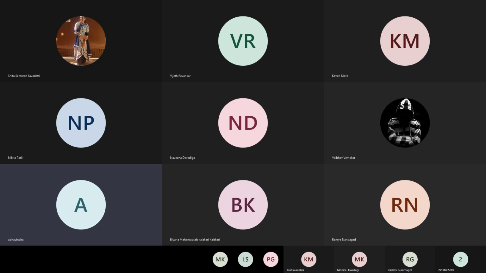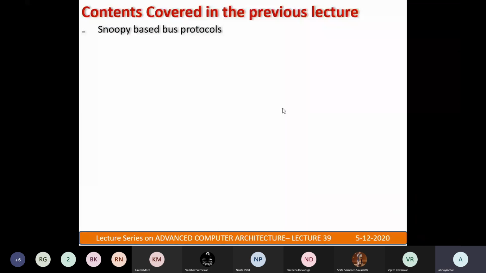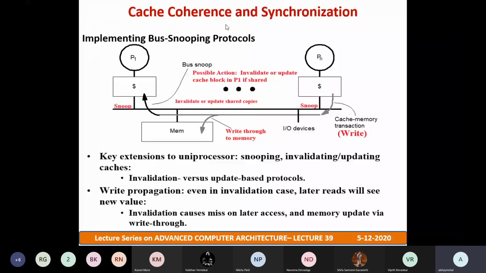So in this class, we are going to learn the last one, write once based protocols, which is going to end all the Snoopy based protocols. In the last class, we learned what Snoopy is and how to implement Snoopy based bus protocols. And we came across two different kinds of protocols. One is write through, another one is write back.